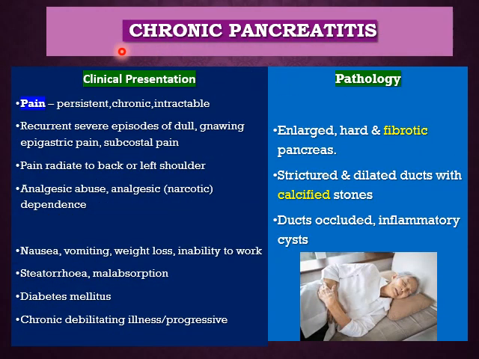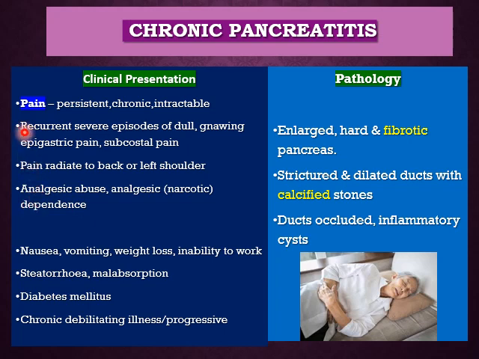Okay, next we come to the clinical presentation of chronic pancreatitis. Okay, as I mentioned, pain is the most important and prominent symptom of chronic pancreatitis. The pain is persistent, chronic, and intractable. Okay, because of this, the patients become addicted to analgesia, especially narcotic analgesia, on which the patient becomes dependent.